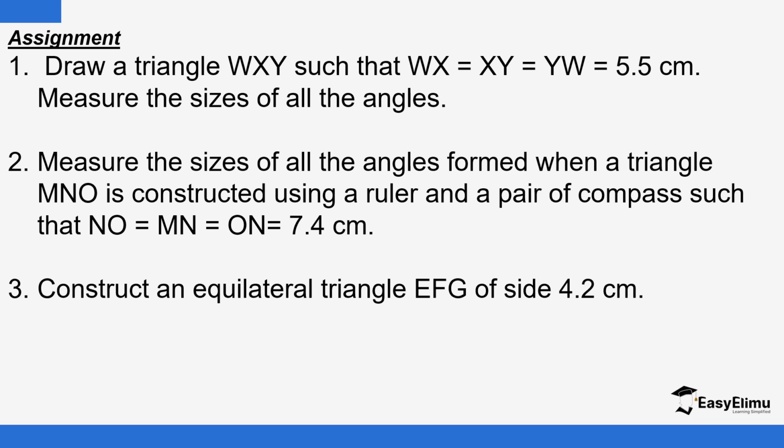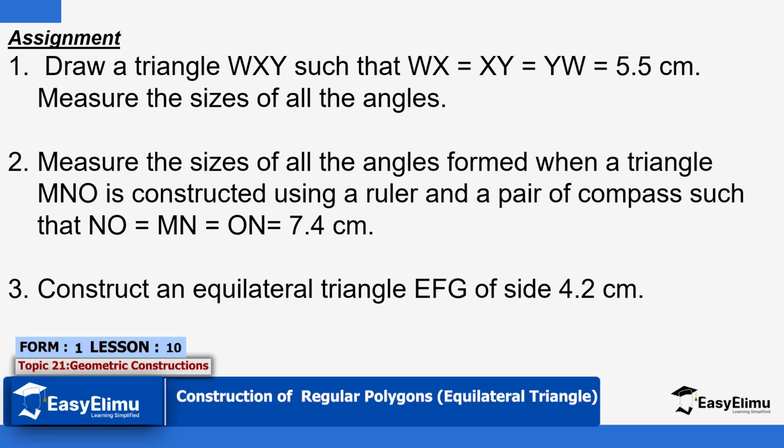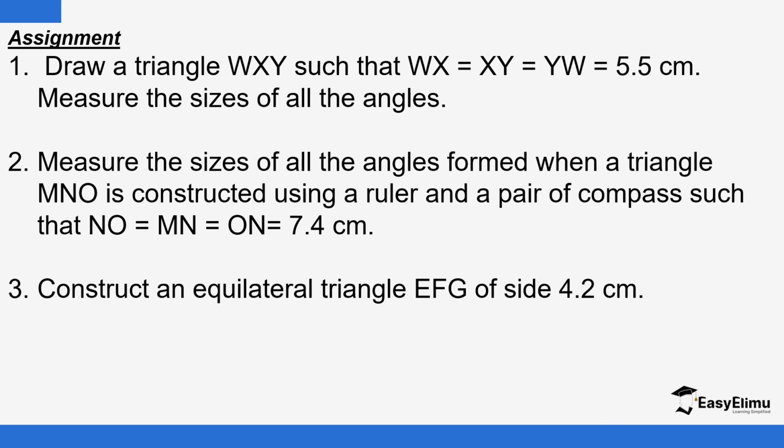We have a few questions to help you practice what you have been learning through the lesson, just how to construct an equilateral triangle given all the sides. Of course, all the interior angles are 60 degrees. The first one is: draw a triangle WXY such that WX equals XY equals YW equals 5 centimeters, and measure all the angles. Again, you expect all the interior angles to be 60 degrees. Of course, all the exterior angles will be 120 degrees. Remember, interior plus exterior, as we've discussed previously, should be equal to 180 degrees.